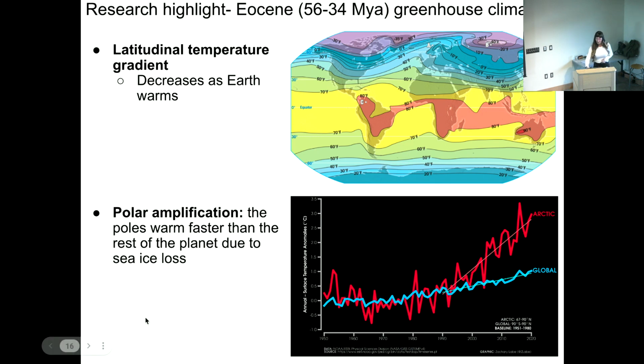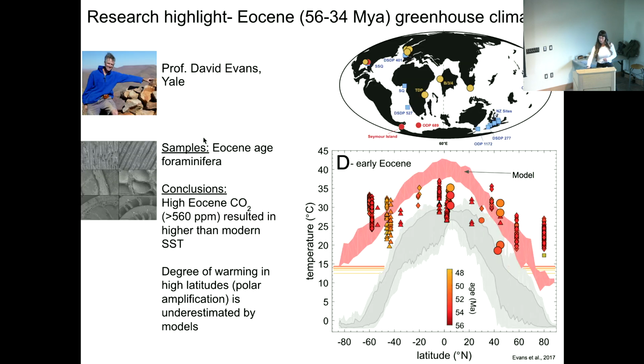And that means that the polar temperatures are warmed faster because of all of the melting of sea ice. And you can see that this is a plot of current temperatures. So here you're looking at temperature change, and the time on this axis is 1950 to 2020. So the global temperature's risen a little over 1 degree Celsius, but the Arctic has risen over 3 degrees Celsius. So that's an example of polar amplification. So this study aimed to look at how polar amplification affected the climate during the Eocene greenhouse climate.